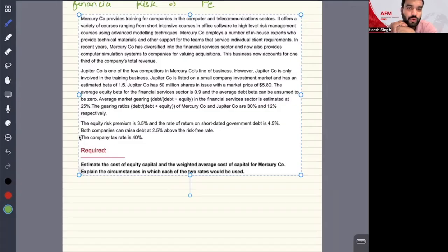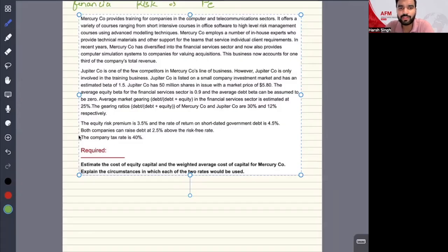Jupiter company is one of the few competitors in the Mercury company's line of business. However, Jupiter company is only involved in the training business. Jupiter company is listed on a small company investment market and has an estimated beta of 1.5. Okay. Jupiter company has 50 million shares in issue with a market price of 5.8.